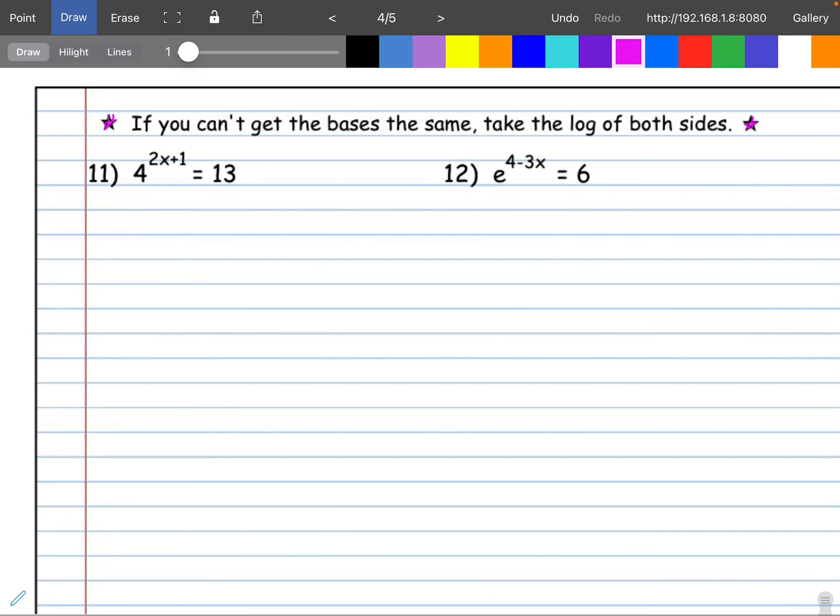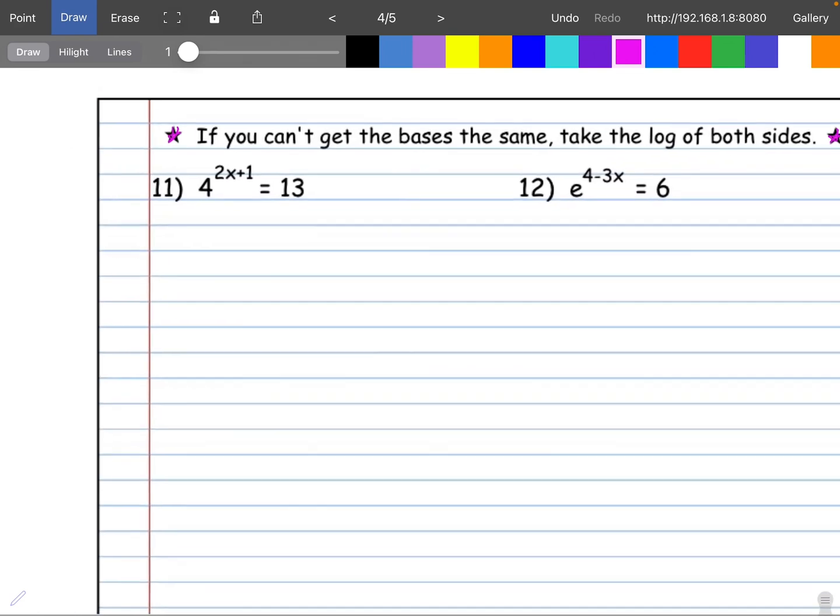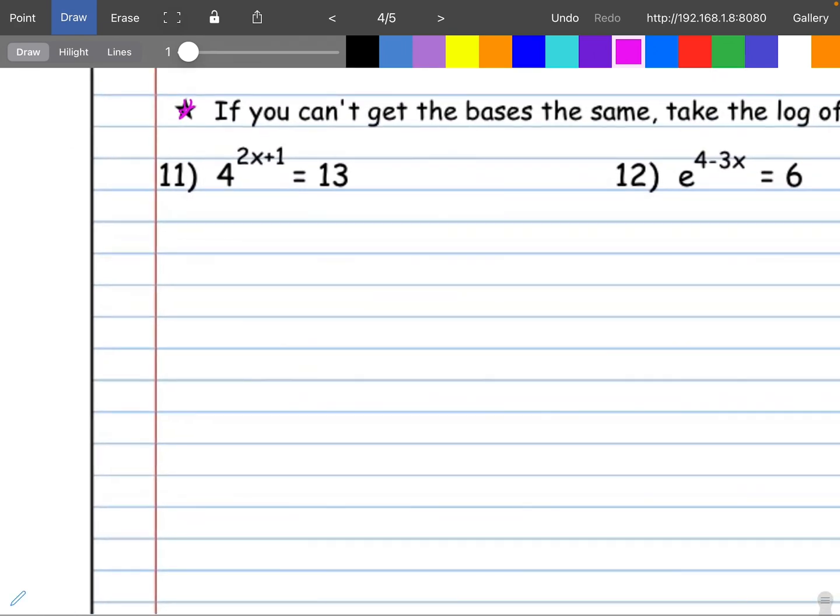If you are not able to get the bases the same, then you're going to take the log of both sides, because in equations, the golden rule is we can do anything we want in an equation as long as we do it to both sides. So if I want to take the log of one side, then I have to take the log of the other side. And when I say take the log, that literally just means write log in front of each side.